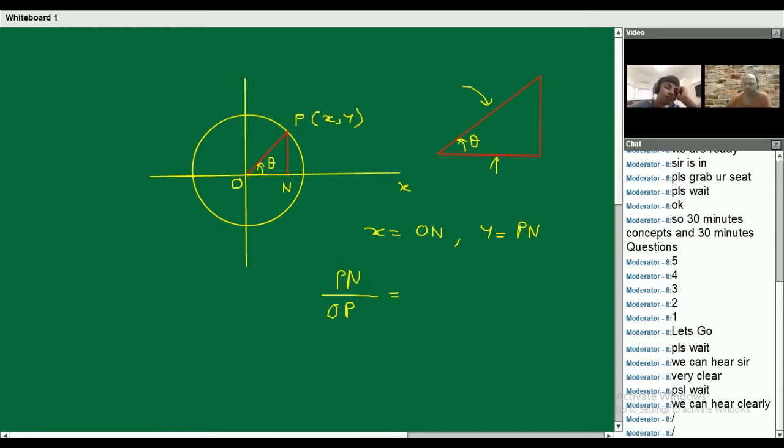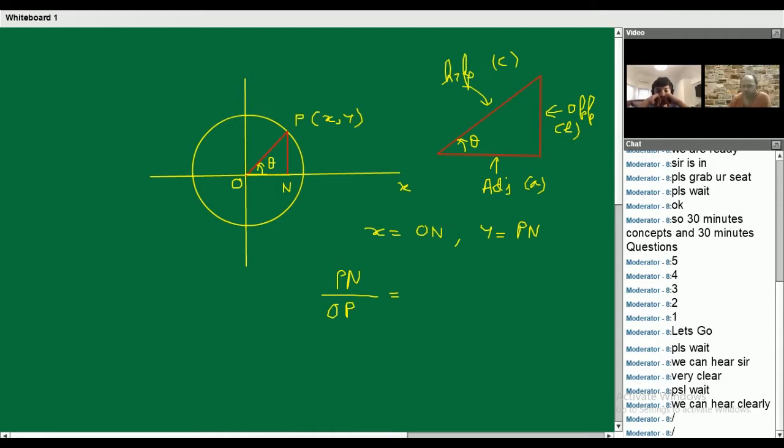Now if we take the ratio PN over OP, this side ratio equals which trigonometric ratio? Which trigonometric ratio, Aman? This will be opposite upon adjacent. Tan. Okay. So first of all, you rightly said this side is opposite, this side is adjacent. We are considering opposite as small b, adjacent as small a, and hypotenuse as small c.